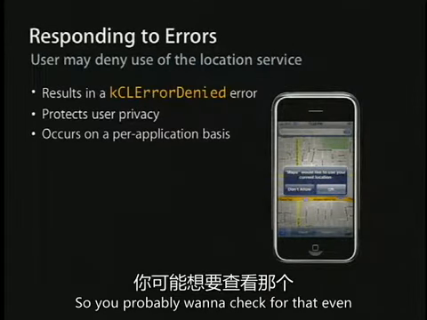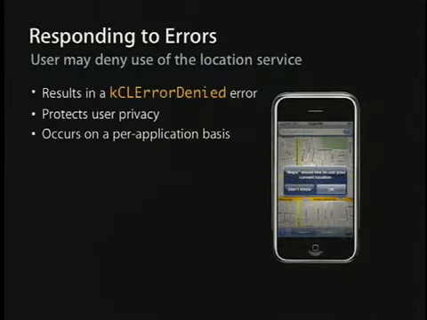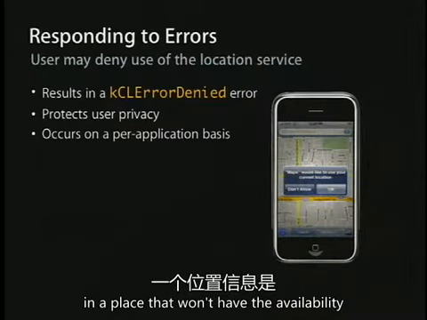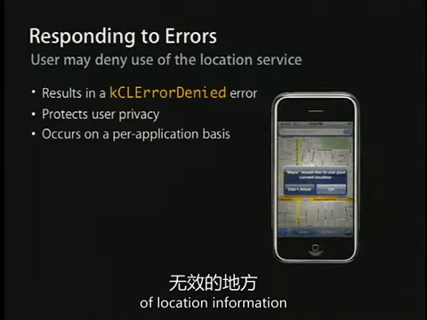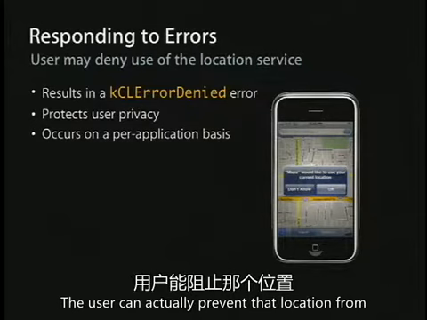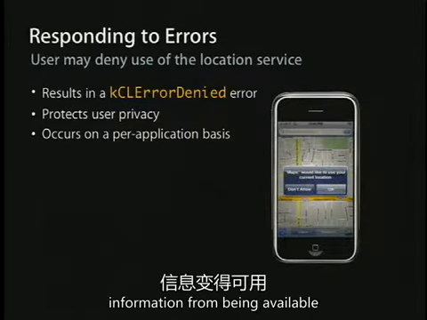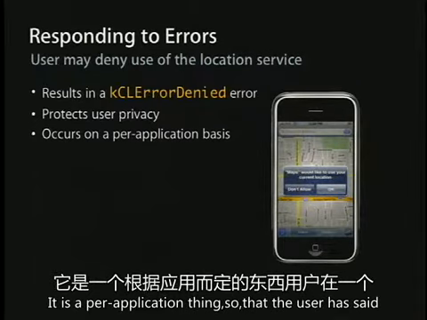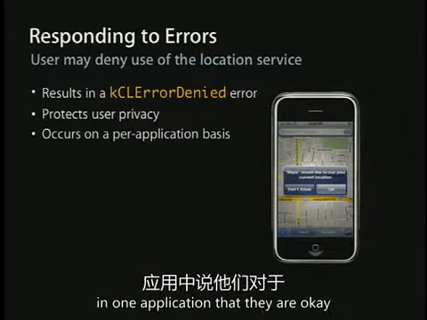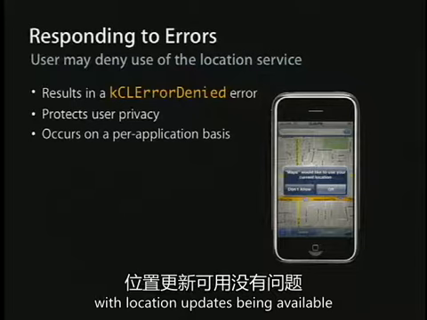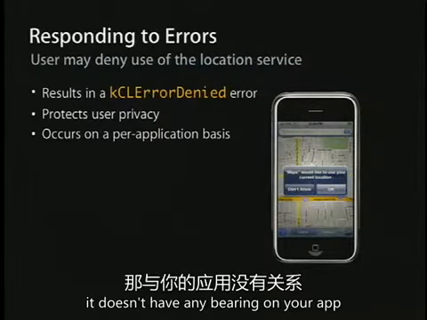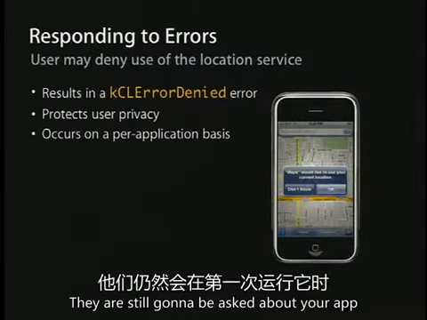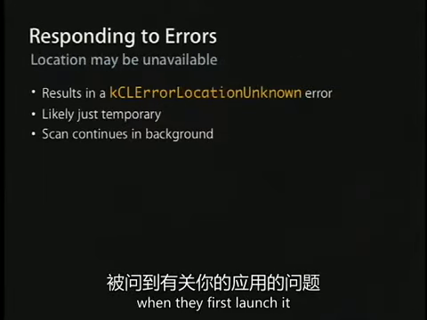So you probably want to check for that. Even if you don't think your application is going to be used in a place that won't have the availability of location information, the user can actually prevent that location information from being available. So definitely always check for the error code. It is a per application thing, so that the user has said in one application that they're okay with location updates being available, it doesn't have any bearing on your app. They're still going to be asked about your app when they first launch it.